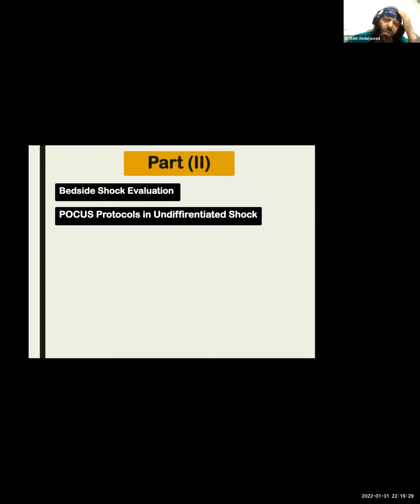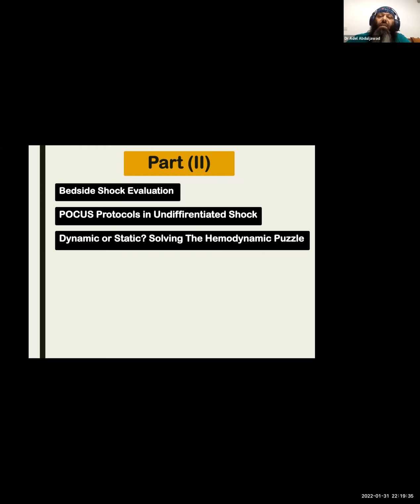What part two will I present? I will present the bedside shock evaluation. I will present the role of POCUS protocols in undifferentiated shock to differentiate the undifferentiated. I will highlight how to choose dynamic versus static hemodynamic tools to solve the hemodynamic puzzle. We will answer the question through a simplified algorithm.